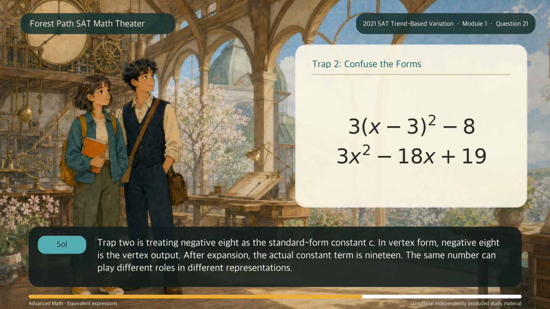Trap 2 is treating negative 8 as the standard form constant c in vertex form. Negative 8 is the vertex output. After expansion, the actual constant term is 19. The same number can play different roles in different representations.